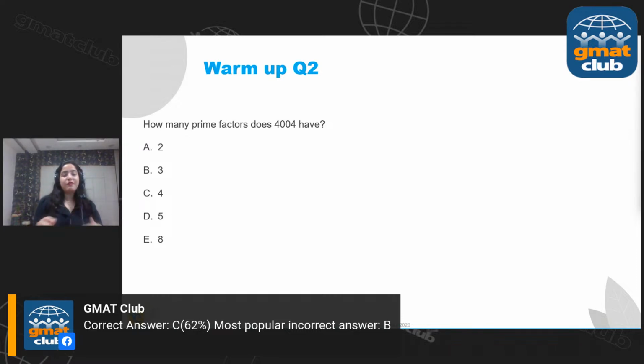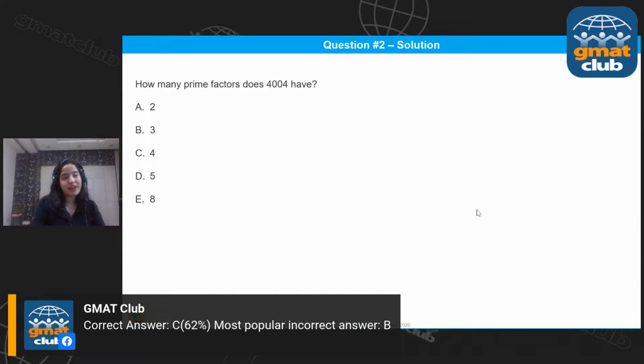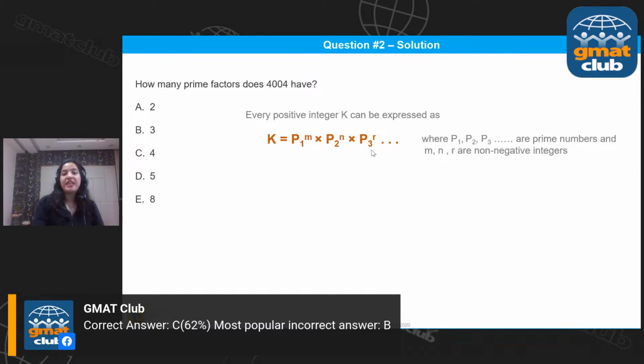So, how do we find prime factors of a number? This is actually pretty basic, where prime factors come from prime factorization. So the concept is that every time you have a positive integer, k, what's a positive integer? 1, 2, 3, 4, all of these are positive integers. Every time you have one, you can always express it in this form, where p1, p2, p3, all of these are prime numbers, and m, n, r, these are just some non-negative integers. These are the powers of your prime numbers.